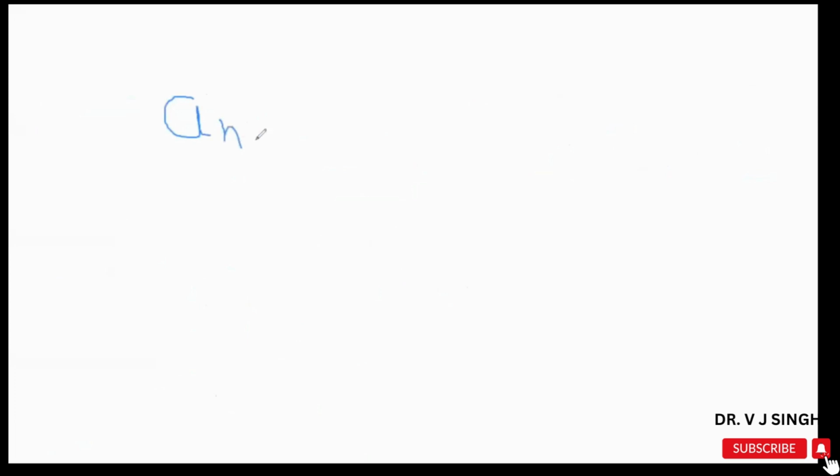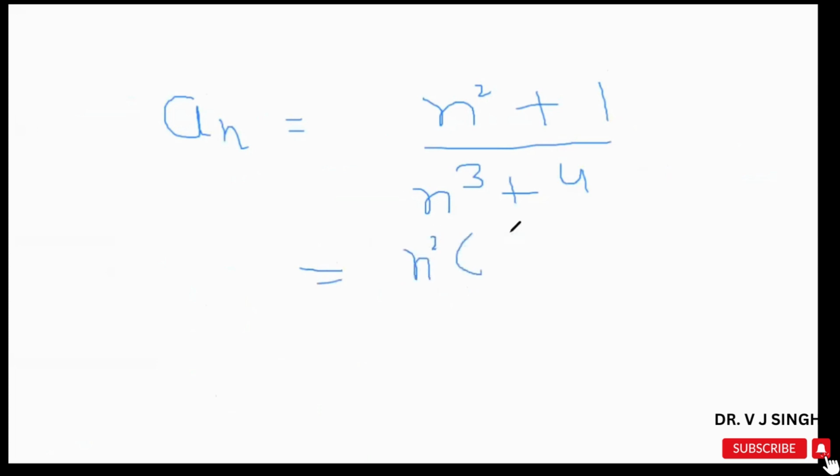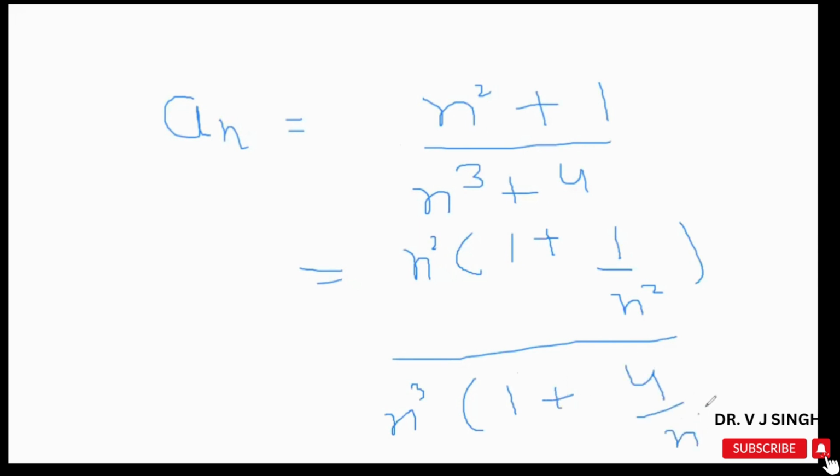Suppose an is like this: n square plus 1 over n cube plus 4. First take n square common from the numerator, so this is 1 plus 1 by n square. And we can also take a higher power of n in the denominator, so n cube, so it becomes 1 plus 4 by n cube. The rest doesn't matter, it may be anything.